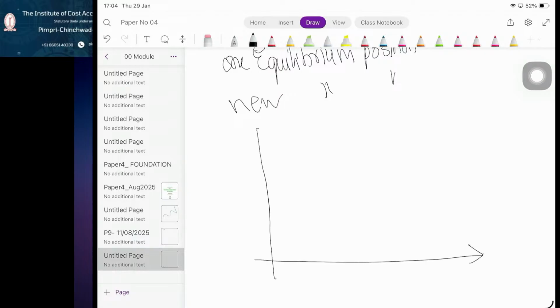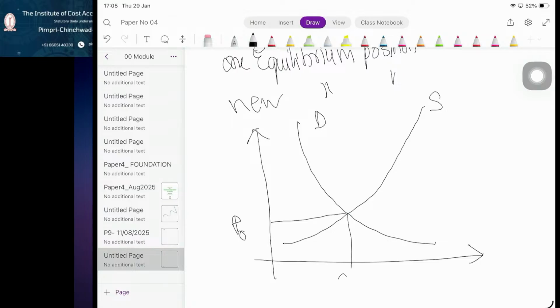Suppose I have a demand curve, and okay, let me draw in the same line, supply curve. Okay, now what will be the impact? What will be the impact? The original equilibrium is here at E.